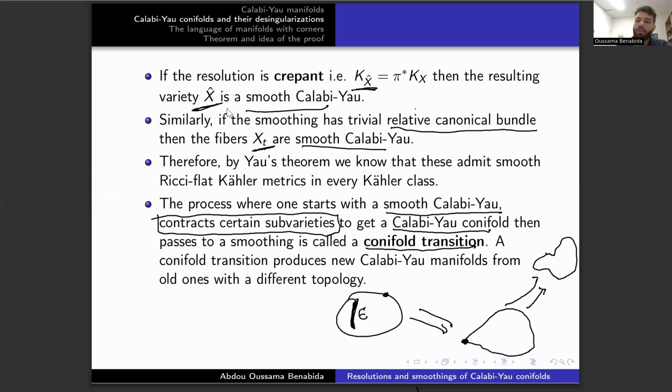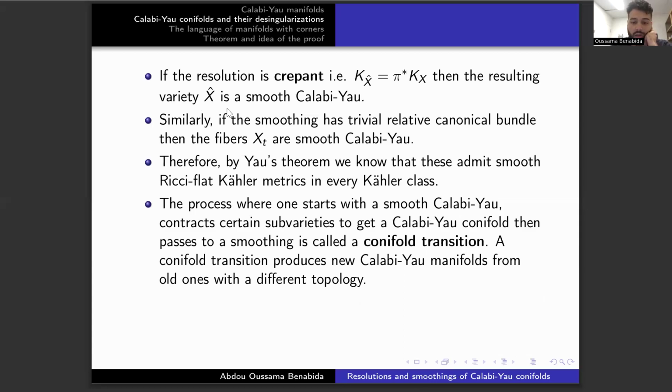So this is important because we start with a Calabi-Yau here, we get a Calabi-Yau here, and they are both smooth, but in the process, we're changing the topology. So we're producing new Calabi-Yaus from old ones and changing topology. So we're producing non-homeomorphic Calabi-Yaus.